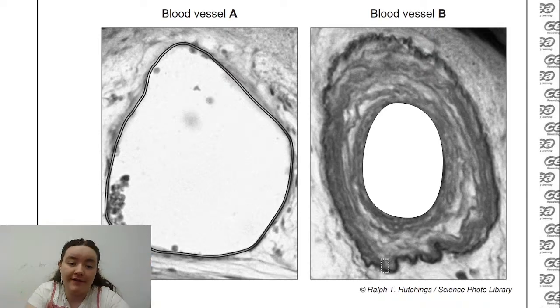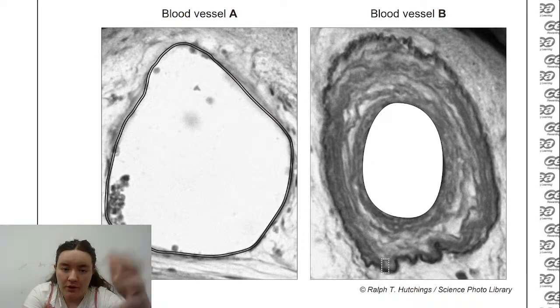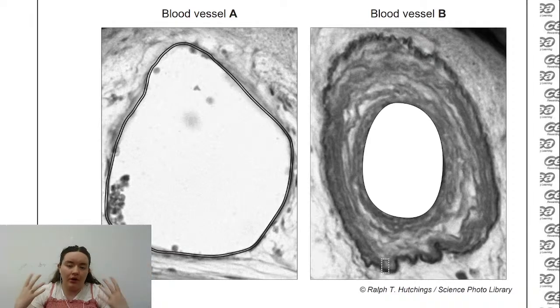So, vessel A is a vein, vessel B is an artery. They both have quite wide lumens, so they're both for transporting large amounts of blood, whereas a capillary will be very, very small. And I know that vessel B is my artery rather than my vein because it has that muscle around it, which allows us to withstand the high pressures that are in arteries.